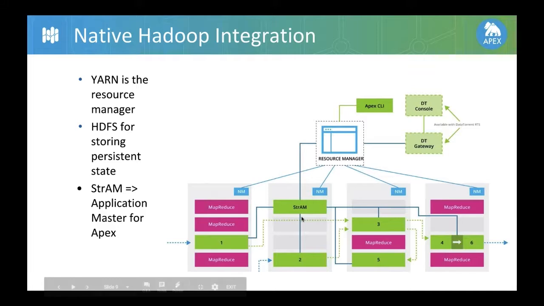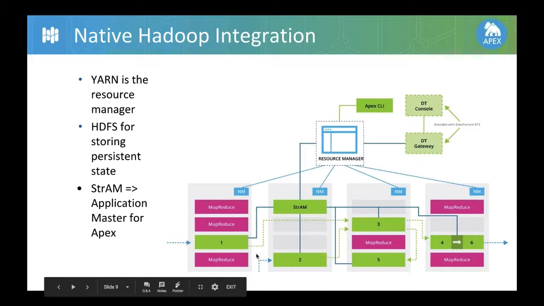This STRAM is the streaming application master. It makes a request to the resource manager that it requires 5 containers for deploying our application. Once the resource manager provides the requested resources, the application can start. The STRAM then deploys these operators to the different containers it has received, and then the application can start.